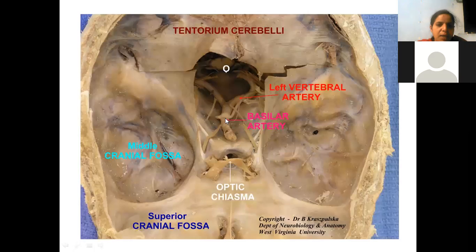Now you can see here, this is the basilar. This whole area is clivus only. This is the anterior cranial fossa, this is the middle cranial fossa, this is the posterior cranial fossa. In the clivus area, you are finding the basilar artery and vertebral arteries. Here the brainstem has been removed and the spinal cord is cut over here. So the brainstem continues as the spinal cord.